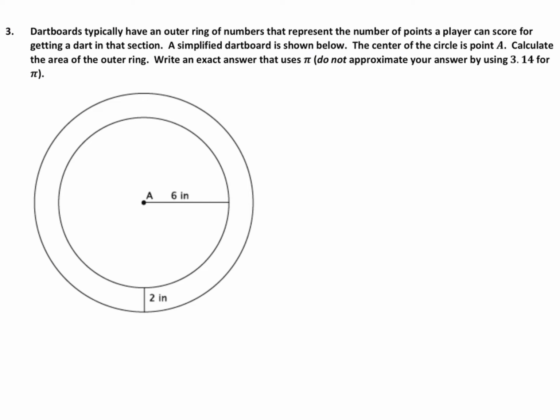Number 3, a dartboard typically has an outer ring of numbers that represent the number of points a player can score for getting a dart in that section. A simplified dartboard is shown below. The center of the circle is point A. Calculate the area of the outer ring. Write an exact answer that uses pi. Do not approximate.